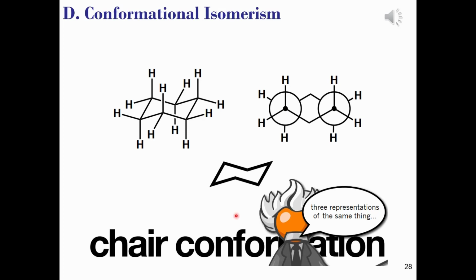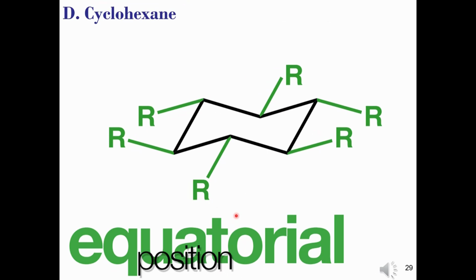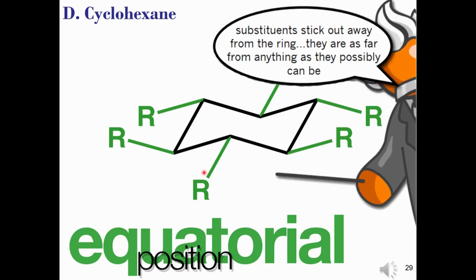Let's take a look at the substituents on the ring and their names depending on their orientation. My advice to you while going through this video is to build yourself a cyclohexane ring, and when we're referring to these things you'll find it easier to have that visual cue. For substituents that stick out away from the ring, these are as far from anything as they can possibly be, and we describe these as being in an equatorial position.